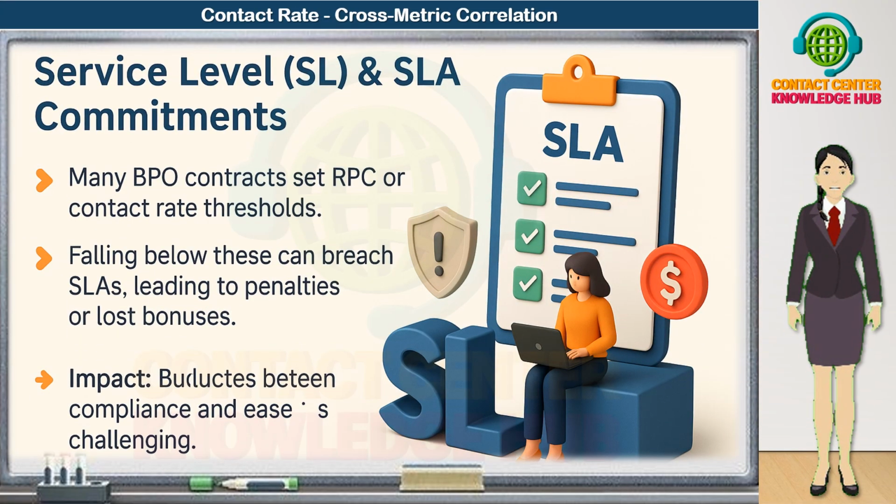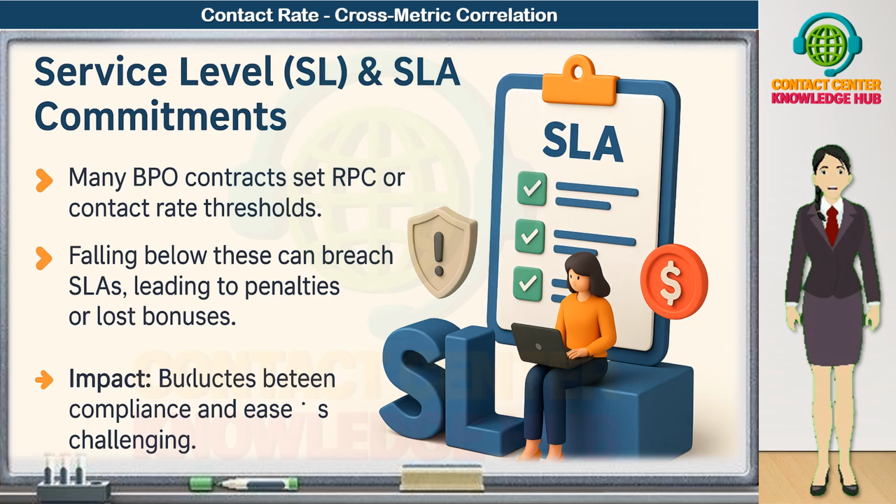Let's discuss how contact rate ties directly into service level and SLA commitments, especially in outsourced or BPO environments. Many client contracts include contact rate or right-party contact thresholds as part of their service level agreements. These targets ensure that the outbound operation consistently reaches a meaningful portion of the intended customers. When your contact rate falls below the agreed threshold, it can trigger SLA breaches, leading to financial penalties, lost performance bonuses, or even client dissatisfaction.